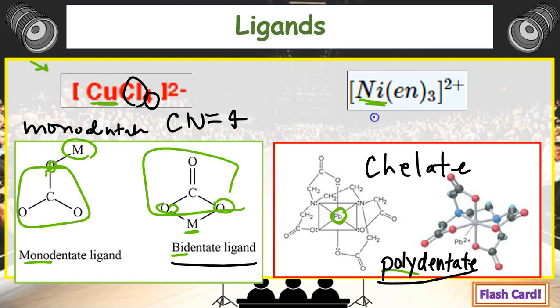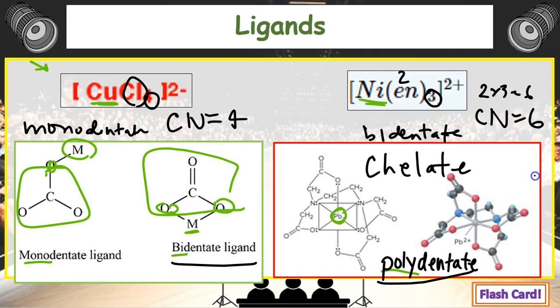Now let's look at the nickel en3 2+ complex. We know that en, or ethylene diamine, is going to be bidentate. Because it's bidentate, it's going to make 2 donor atom attachments to the central metal ion, right? So we have 2 attachments times 3 of the actual molecules, and 2 times 3 is going to equal 6. So the coordination number for this complex ion is simply going to be 6.